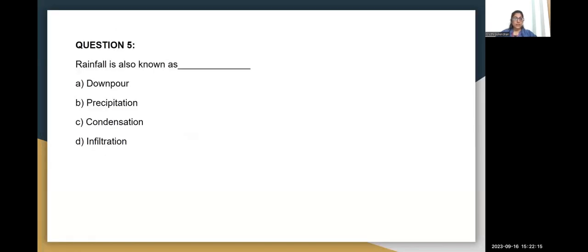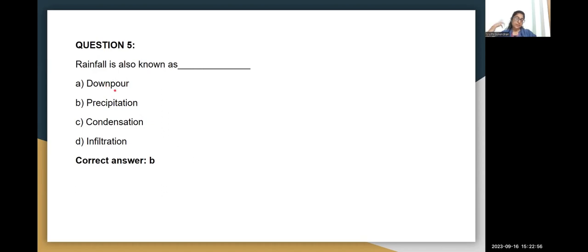Now, fifth question. Rainfall is also known as what? Downpour, precipitation, condensation, or infiltration? Okay, so the correct answer is option B, precipitation.